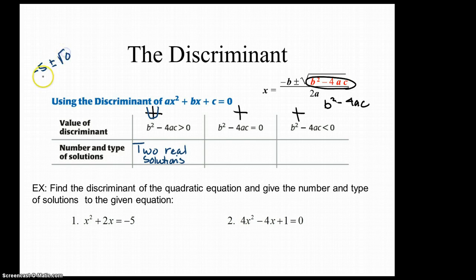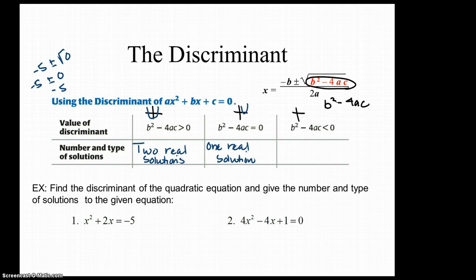2 real solutions. If this is 0 underneath here, then it's like having negative 5 plus or minus the square root of 0. Well, what's the square root of 0? 0. So negative 5 plus or minus 0, you get the same thing, negative 5. You would only have 1 real solution. And if I were graphing, that means it would touch the x-axis just 1 time.